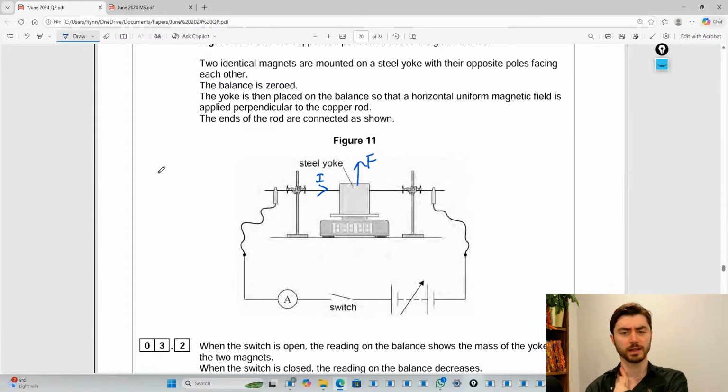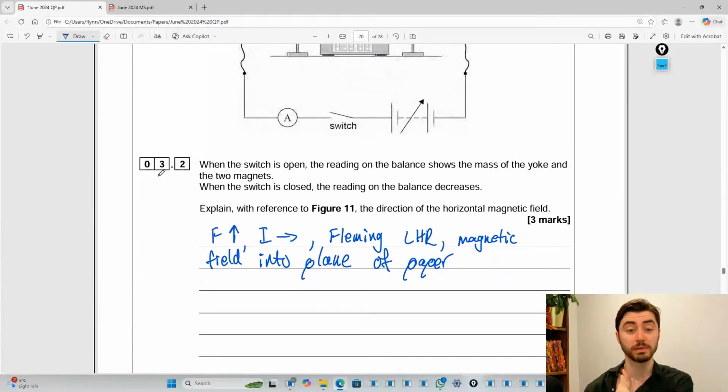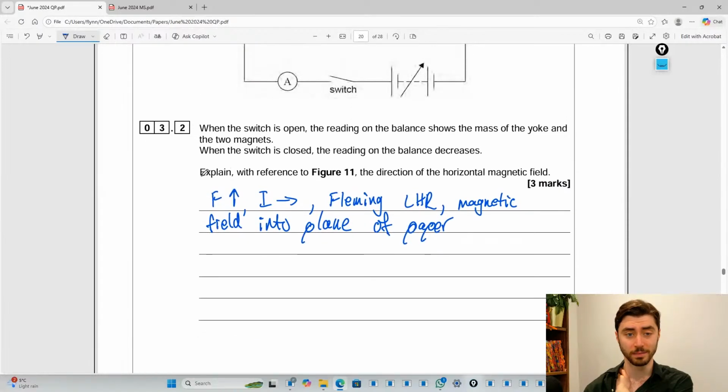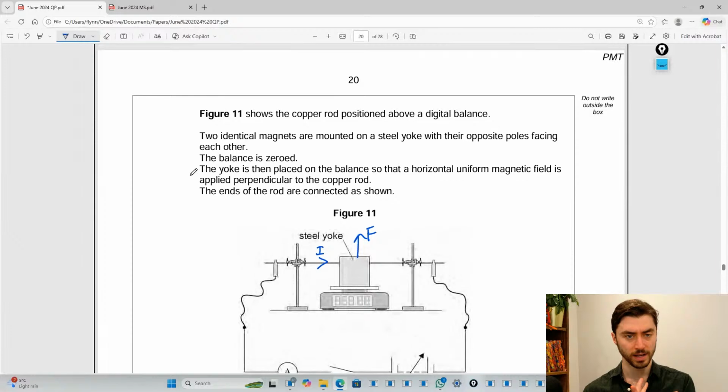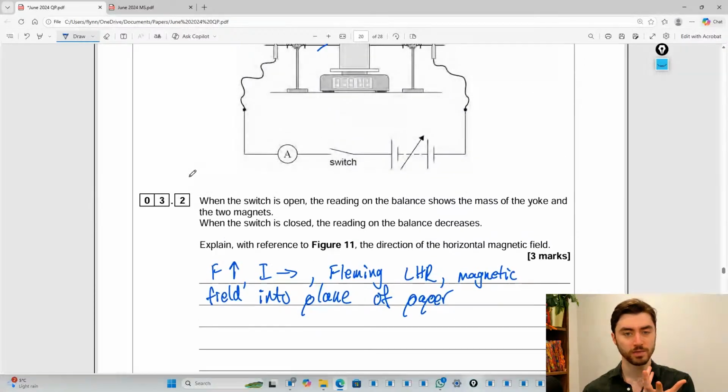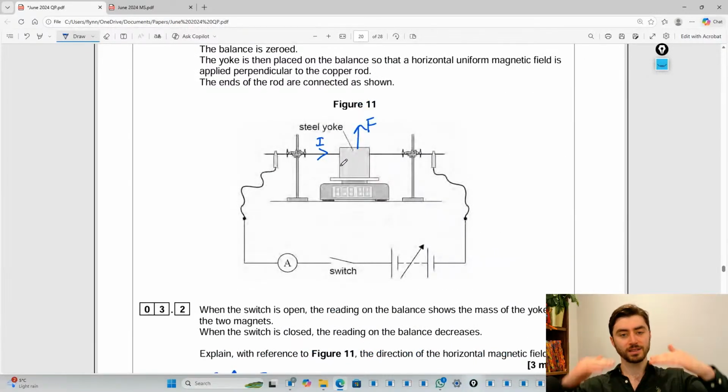Uniform horizontal magnetic field. If this is actually really easy, please let me know. I don't know what I'm missing here, but the fact that I'm making this mistake means that other people must also make this mistake, right? I think I'm missing something about this interaction, because to me, the fact that the mass reading decreases means there's a force lifting that off the balance. Like there's less weight.